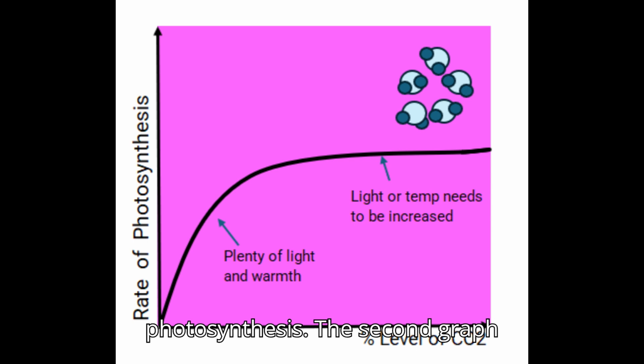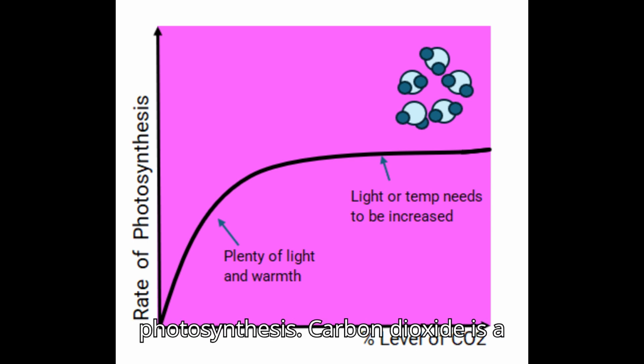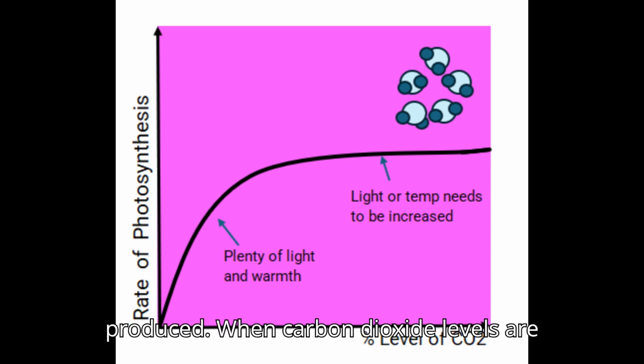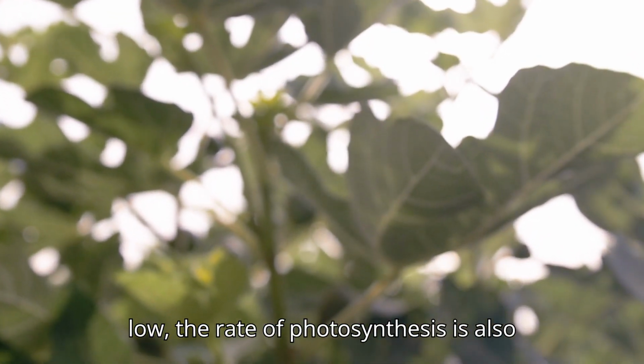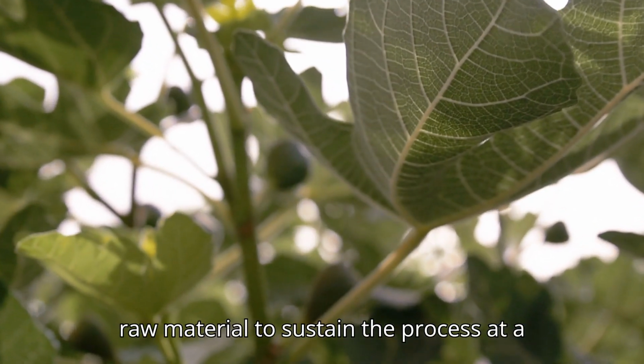The second graph illustrates the effect of carbon dioxide concentration on the rate of photosynthesis. Carbon dioxide is a key reactant in the photosynthetic process, and its availability directly influences the rate at which glucose is produced. When carbon dioxide levels are low, the rate of photosynthesis is also low because there is not enough of this raw material to sustain the process at a high rate.